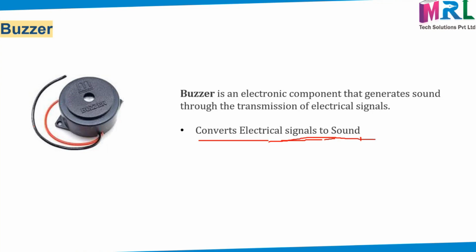So we will pass the electrical signal into the buzzer. The buzzer produces the sound. Okay, so that is the function of the buzzer. It converts the electrical signals to sound. Converts electrical signals to sound signal.